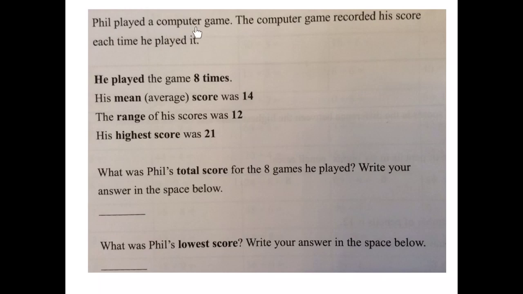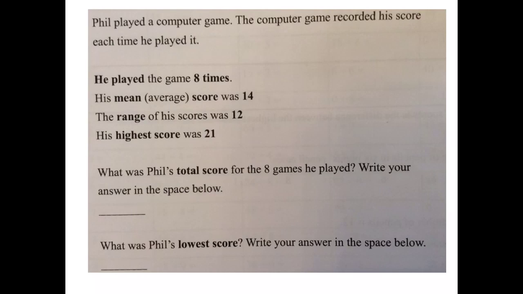Phil played a computer game. The computer game recorded his score each time he played it. He played the game 8 times. His mean, his average score was 14. The range of his scores was 12. The highest score was 21. What was Phil's total score for the 8 games he played? Write your answer in the space below.